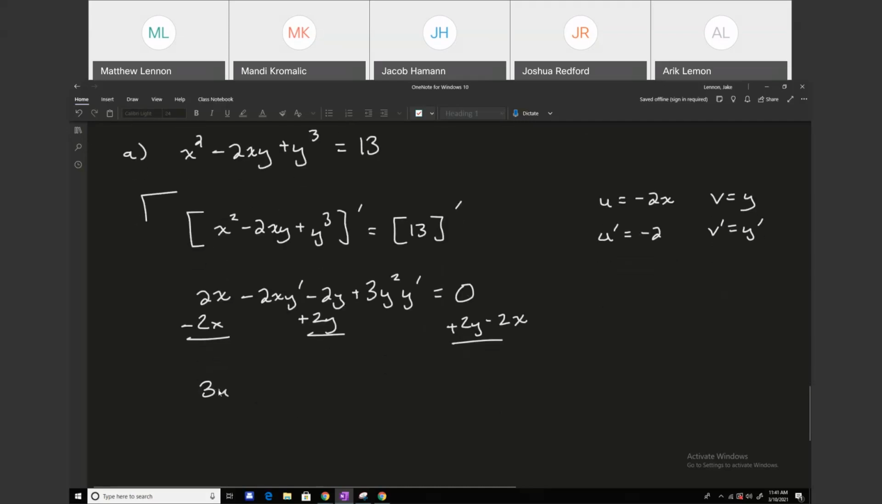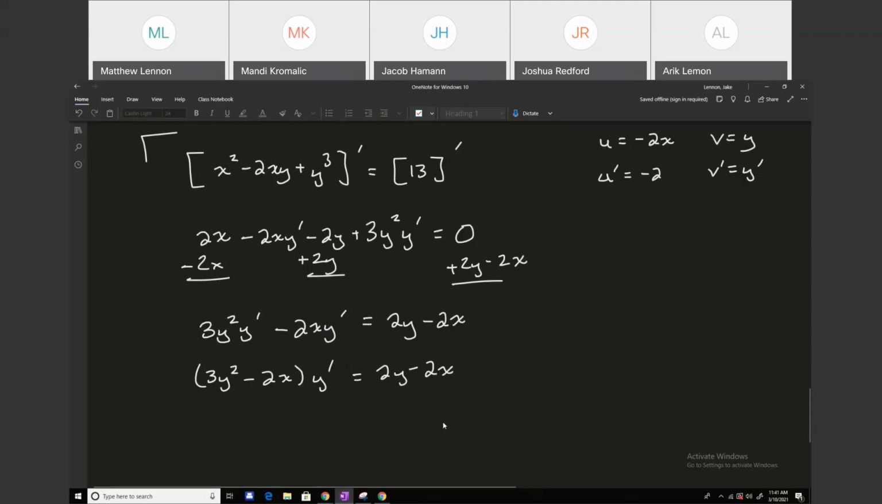So I have 3y squared y prime and a minus 2x y prime, and then a 2y minus a 2x. And then I can go ahead and factor out y prime. So I have 3y squared minus 2x times y prime, and this is 2y minus 2x. And then that's all you have to do is divide.